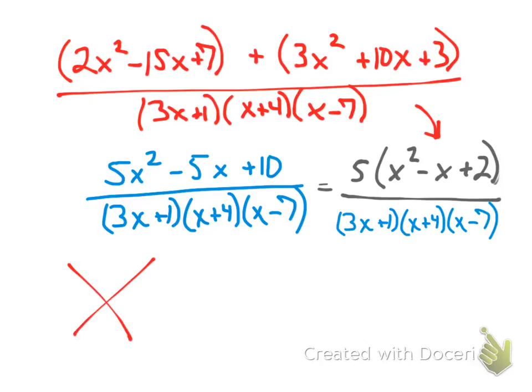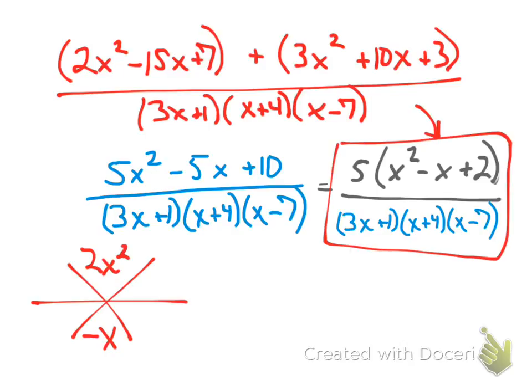So if I make a diamond problem, the top of my diamond problem is a 2x squared. The bottom of my diamond problem is a negative x. So do I have factors of 2 that add up to a negative 1? I do not. So therefore it is not factorable. And that is my final solution.